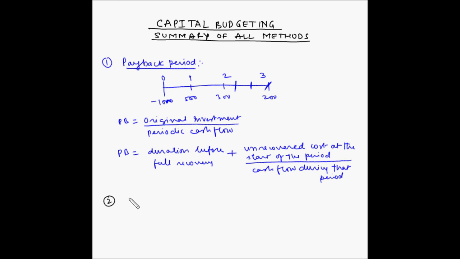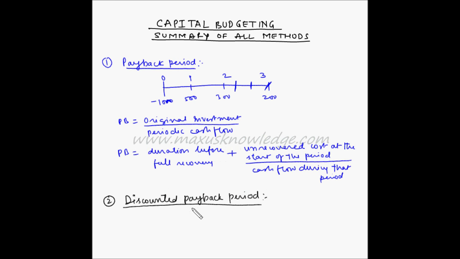Now, the second method we'll look at is the discounted payback period. So this method is similar to the regular payback period method. However, in this method, the time value of money is taken into consideration. So the cash flows are first discounted at the cost of capital, and then we find out within how many years the investments will be recovered.